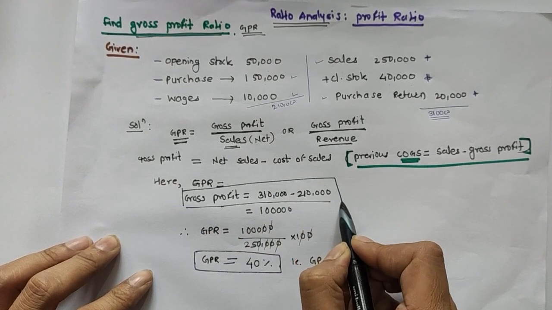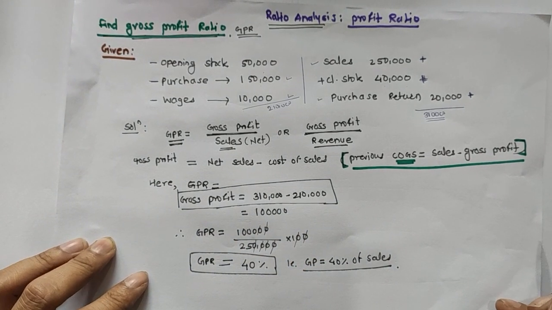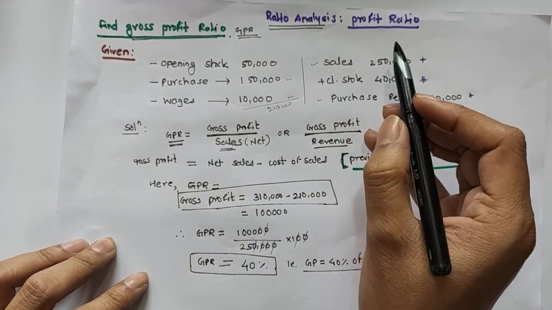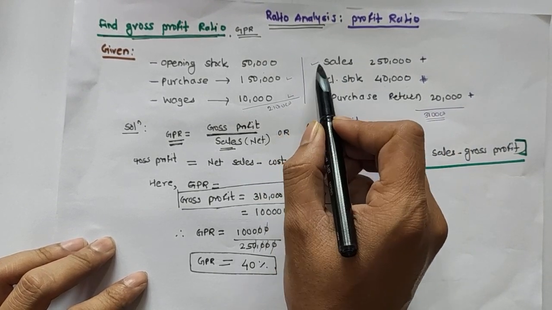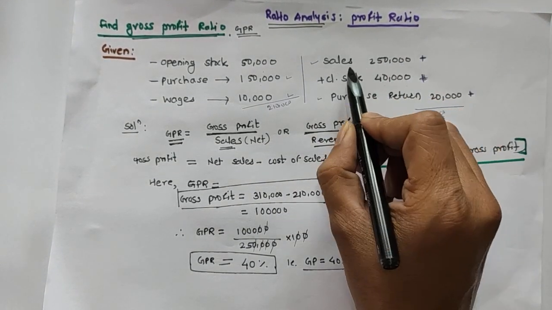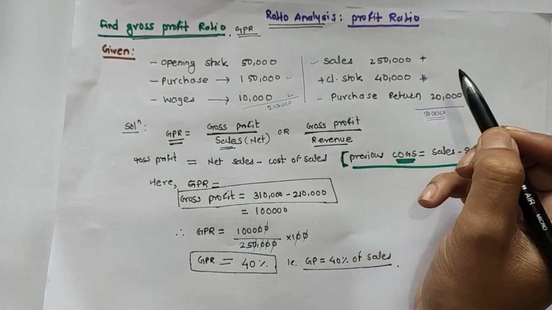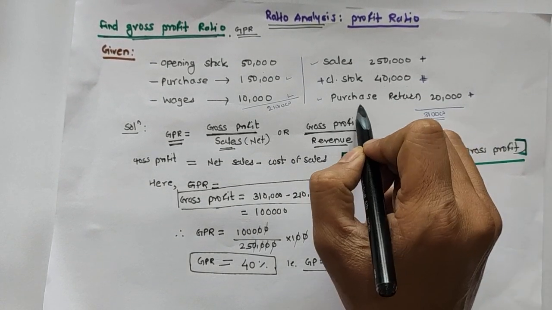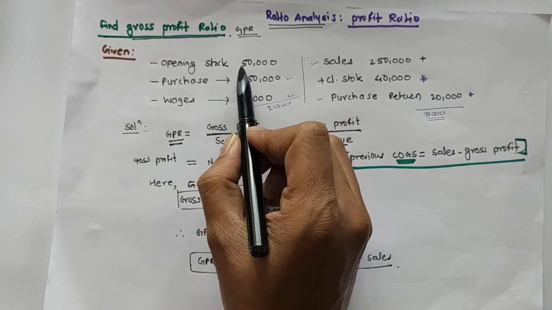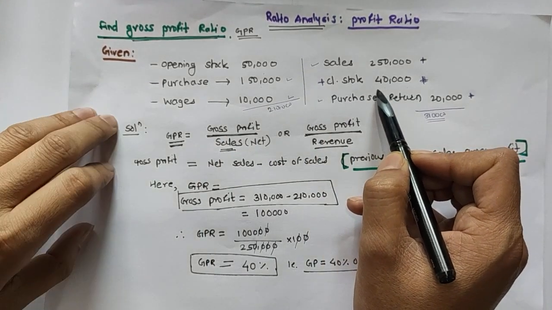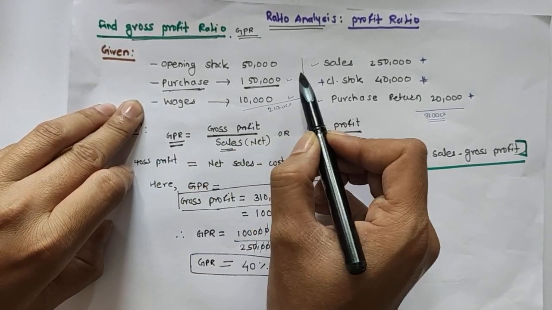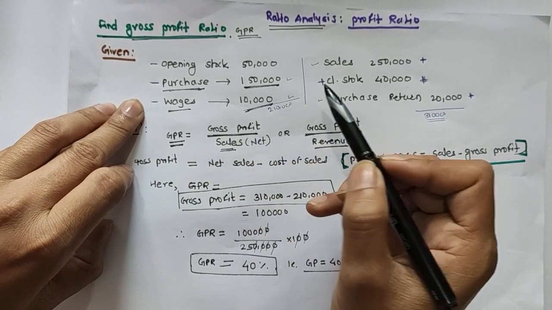See here friends, how to calculate the gross profit. If you think directly that sales minus purchase will give you the gross profit, no friends. Because of the item that you have sold, some purchase return is there, opening stock is there, closing stock is there, and also you have spent money on purchases and on the wages also, right?